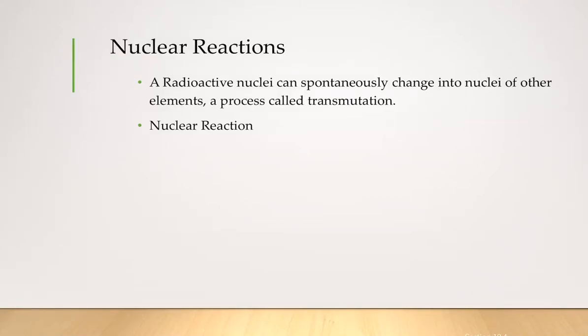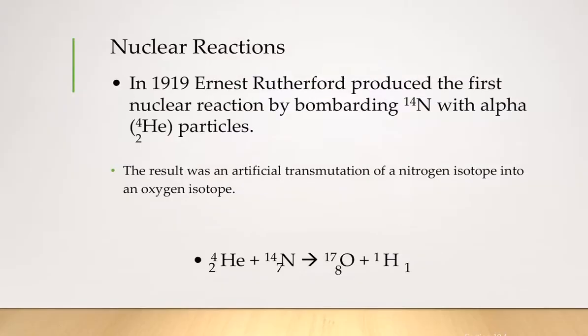Nuclear reactions. We know that radioactive nuclei can spontaneously change into nuclei of other elements in a process called transmutation. But scientists wondered if the reverse was possible. Could a particle, such as a proton or neutron, be added to a nucleus to change it into another element? The answer is yes, and this process is called a nuclear reaction.